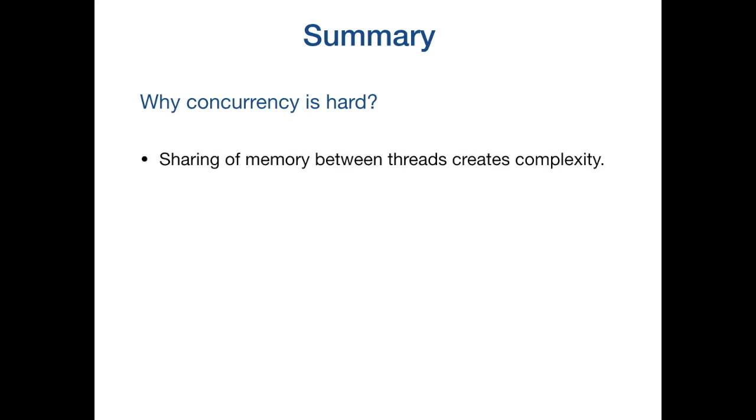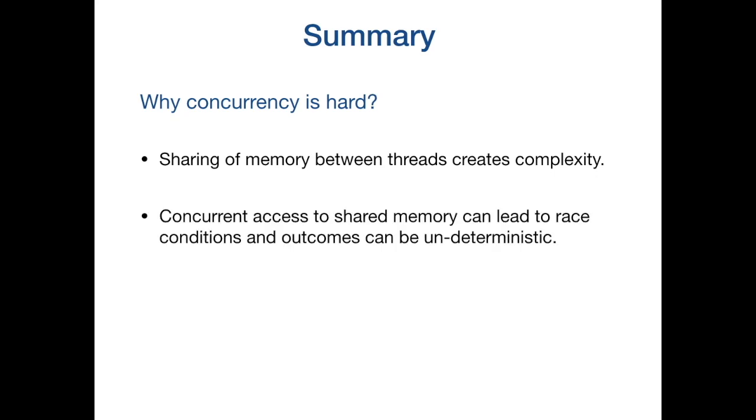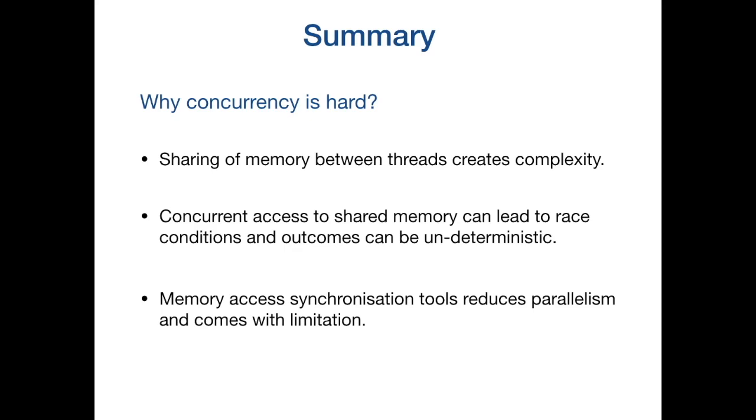So we have come to the end of this module. Let us summarize. We saw why concurrency is hard. Sharing of memory between the threads creates complexity, and concurrent access to the shared memory can lead to race conditions and the outcome can be undeterministic. Memory access synchronization tools actually reduce the parallelism and come with their own limitations. We are done for this module.